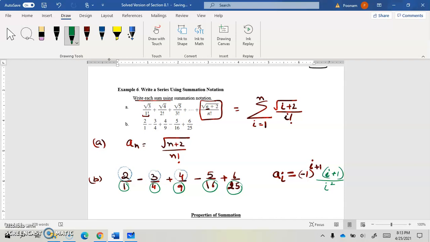And when you are adding all the terms, it is adding from 1 to 5. So this can be written as summation i from 1 to 5 of the term negative 1 raised to power i plus 1 times i plus 1 divided by i squared.